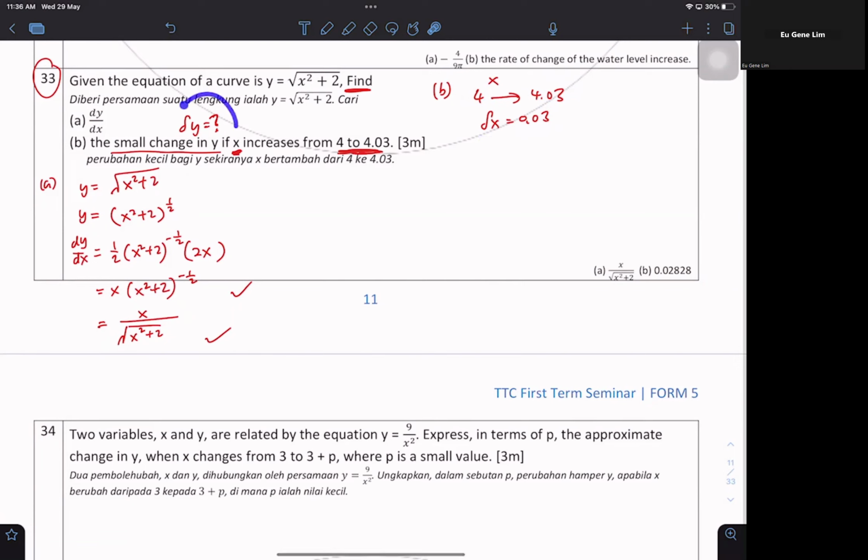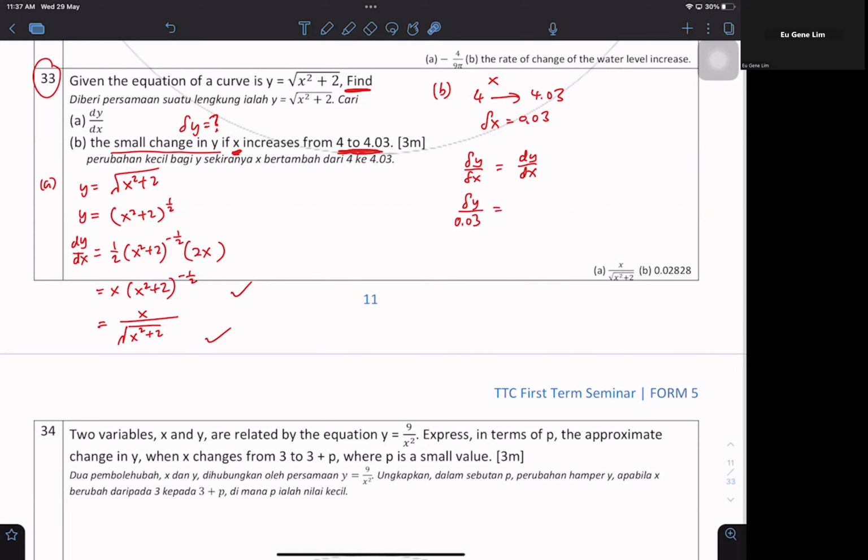So now you want to find delta Y, and you have delta X, right? So now you can do the formula. What is the formula? Delta Y over delta X equals dy/dx, right? What is delta Y? Don't know, delta Y is the question mark, but don't write a question mark, just write delta Y. And then what is delta X? 0.03. And then what is dy/dx?